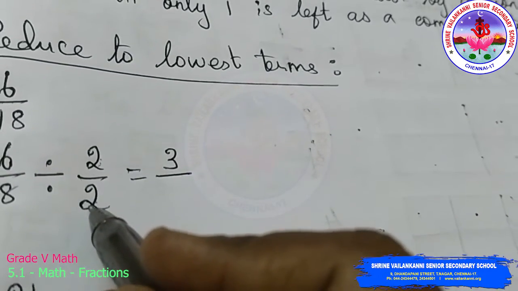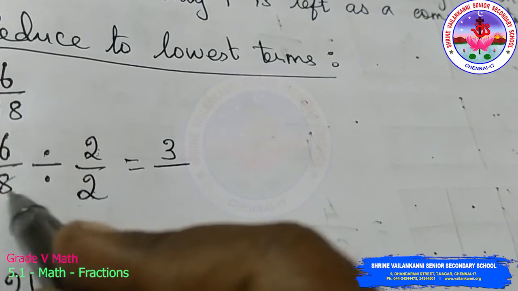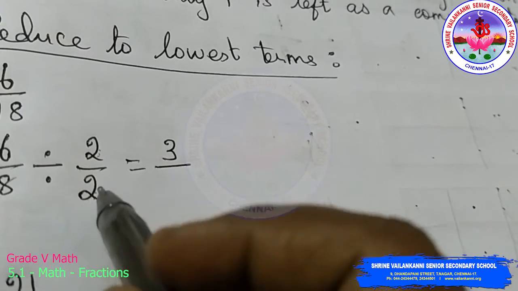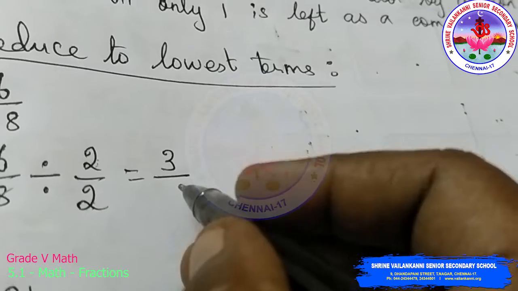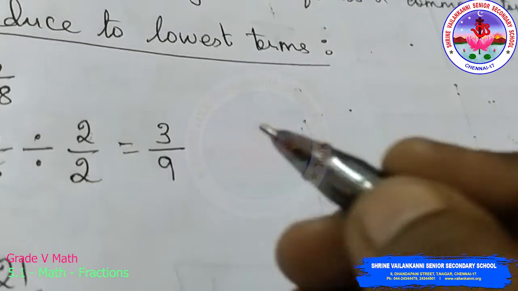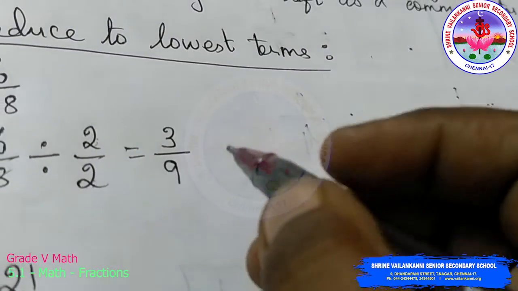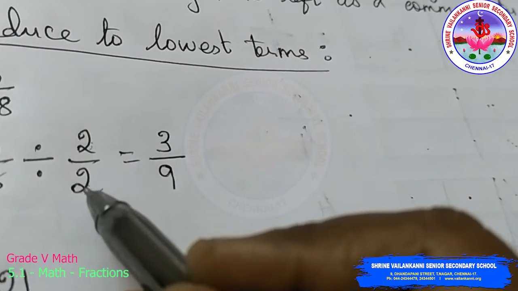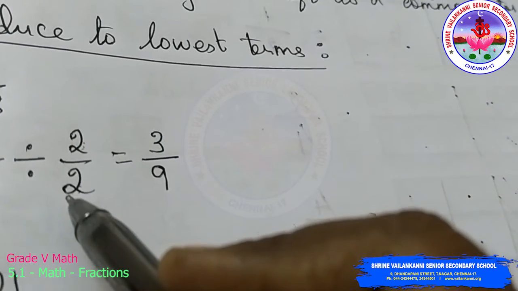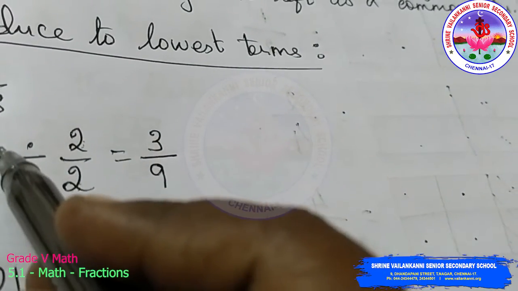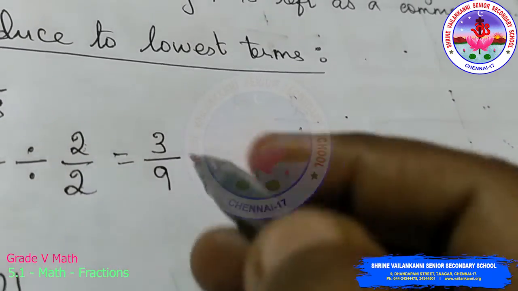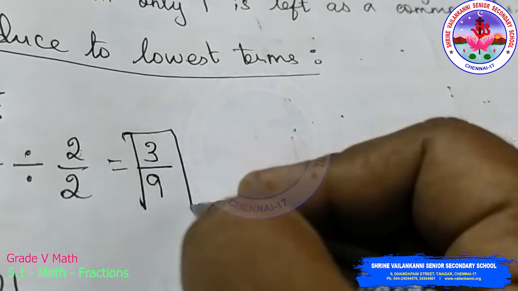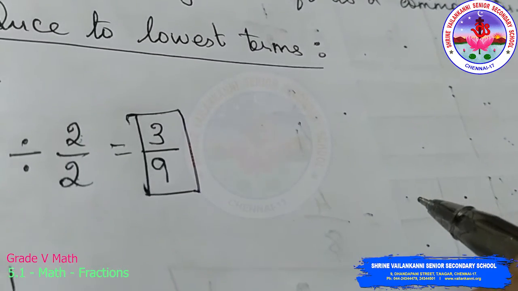So here again you have to do the division with 18 divided by 2. That is, in the 2 table, how many times will 18 come? 2 nines are 18. Right? So we have done a division with the common factor of 2 on the numerator and denominator, which are 6 and 18. So now we got the value 3 by 9.